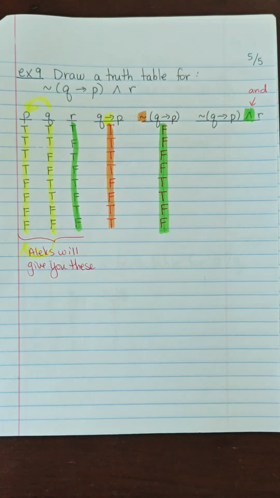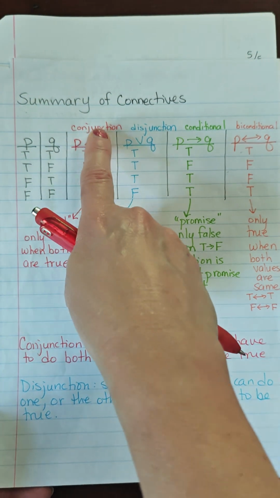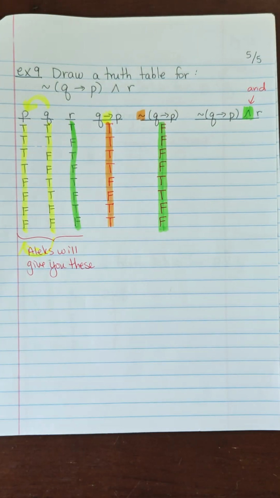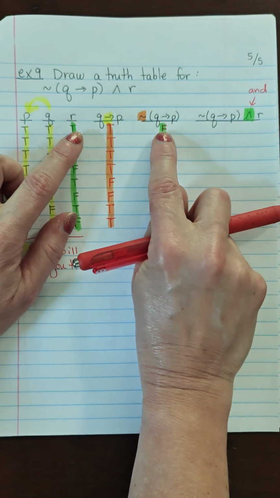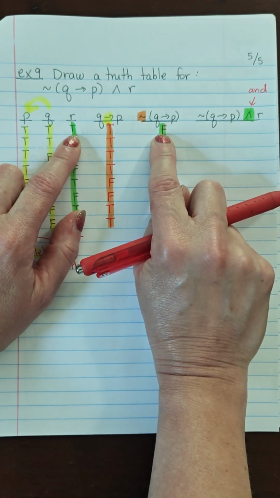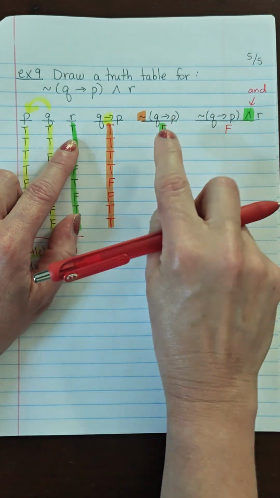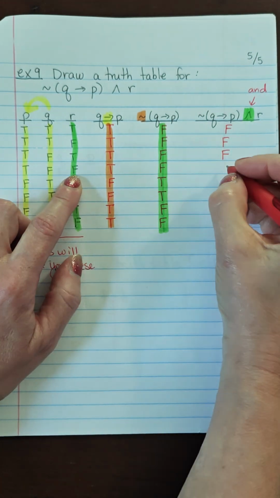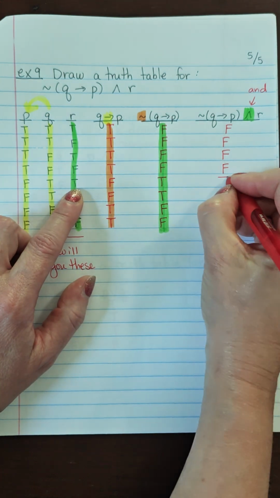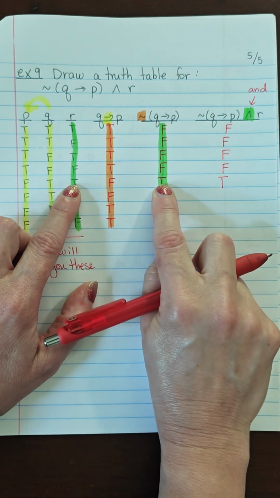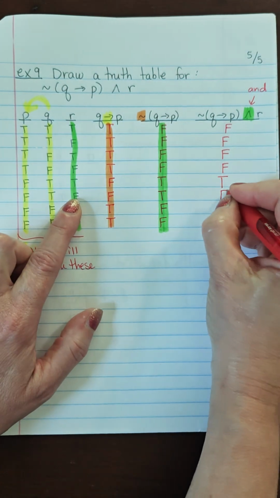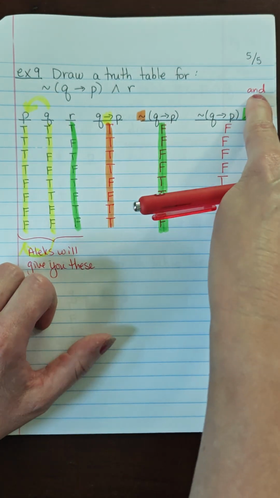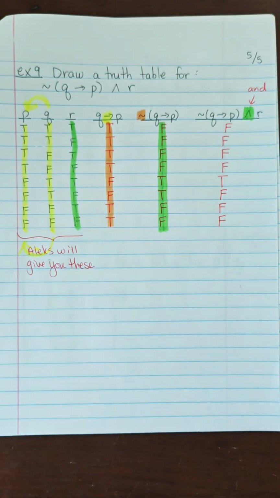Now I realize there's a lot of work in here, but like I said, you're just going to chip away at it. The conjunction, the and, is only true when both are true. Let's keep that in mind. Here we go. Are both true? No. Are both true? No. Are both true? No. Are both true? No. Are both true? Yes. Remember, it was only true when both of these are true. Are both of them true? No. Are both of them true? No. Are both of them true? No. The and: only true when both are true.